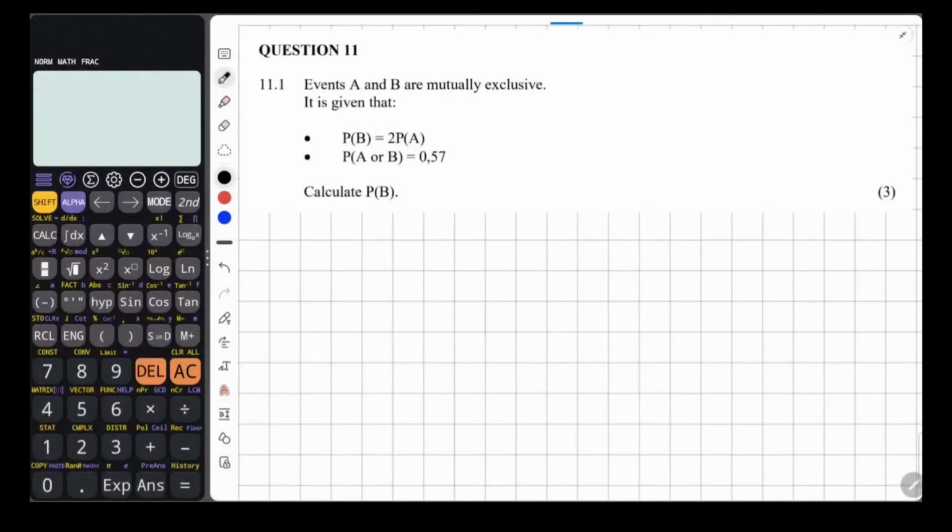And now we are finally on question 11, the last question for this paper. We have 11.1 saying events A and B are mutually exclusive. It is given that the probability of B is 2 times the probability of A. And then the probability of A or B is 0.57, and we have to calculate the probability of B. So use what they told you.